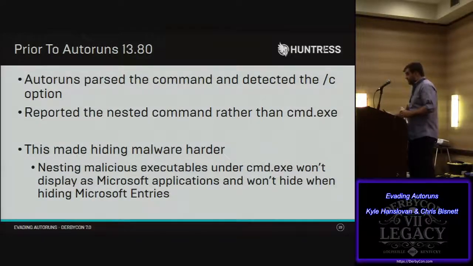So really what did change? Prior to Autoruns 13.80, Autoruns was parsing the command. It found that there was command.exe, it found that there was a /c, and it said, I know what you're trying to do here. I'm going to tell you what's actually running here. This is VBox tray app.exe. So this made hiding malware harder, right? You could no longer hide your malware behind command.exe. It pointed out and said, that was a neat little trick you had there, but no good anymore, right?